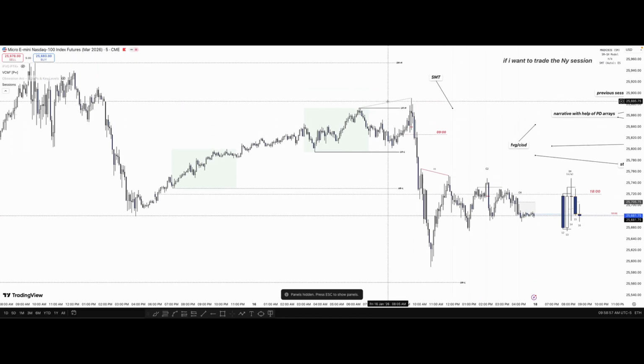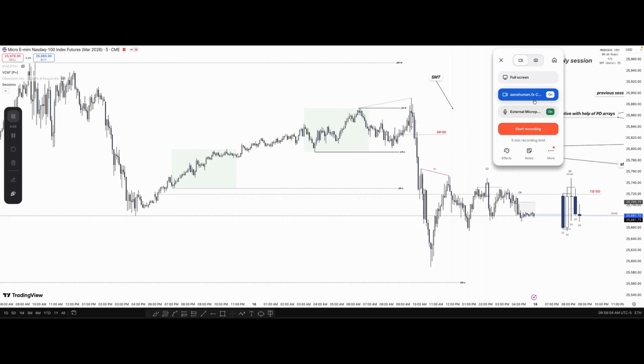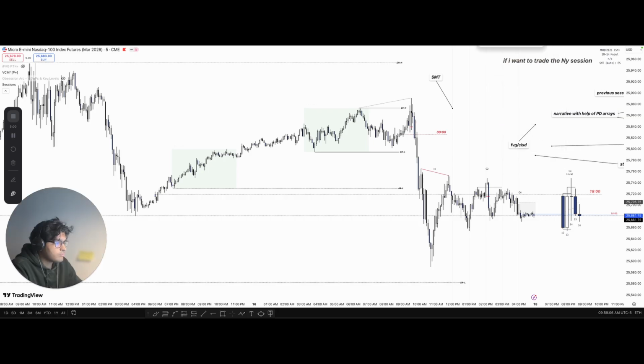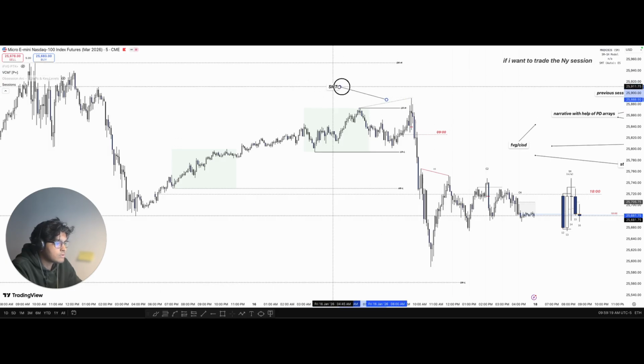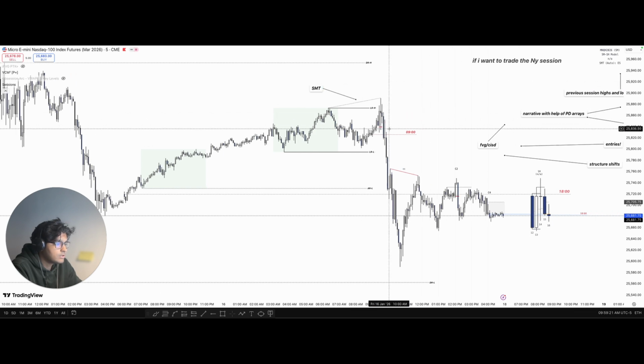So the SMT is: this London high was not taken out in ES, this London low was not taken out in ES. That's why there is an SMT here. So this SMT came out. This was an SMT indicator, right?